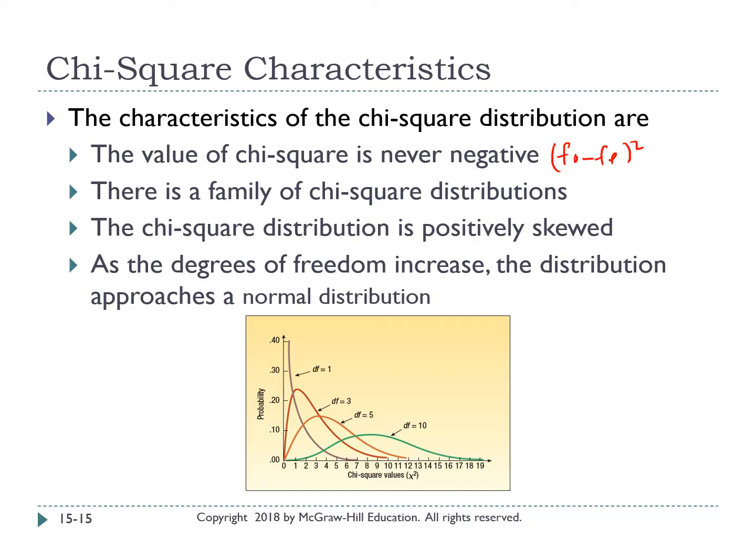If you look at this diagram, the value of chi-square will start from 0, and then the number will keep continuing until positive infinity. The last one, as the degrees of freedom increase, the distribution of your chi-square will approach a normal distribution. And you can also look at the example from the diagram.